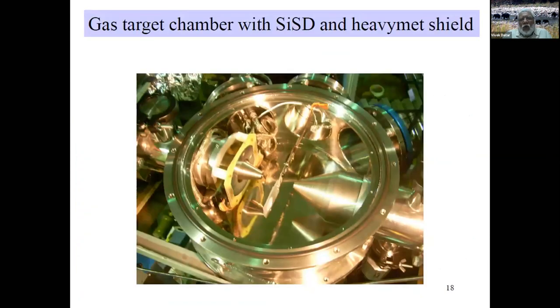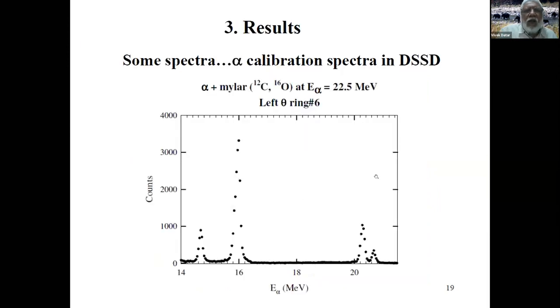This is a picture of the whole gas target chamber when it was open. So you have the heavy met shields, the silicon strip detector, and the movable target. We put about 3 or 4 targets here to calibrate particle and gamma ray detectors. These are some results, just a glimpse of those results.